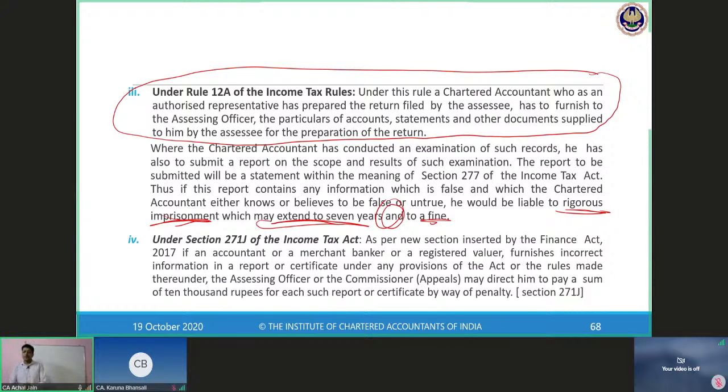Moving on to the next provision, section 271J of the Income Tax Act. As per this new section inserted by the Finance Act, which came 2-3 years back, if an accountant or a merchant banker or a registered valuer furnishes incorrect information in a report or a certificate under any of the provisions of the Act or rules made thereunder, the assessing officer or the Commissioner Appeals may direct him to pay a sum of 10,000 rupees for each such report or certificate by way of penalty.